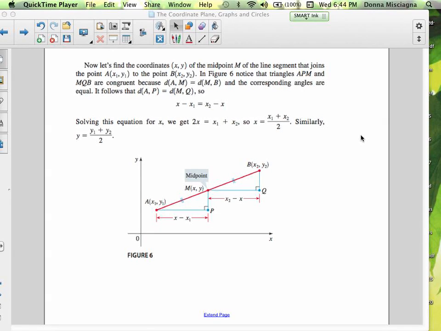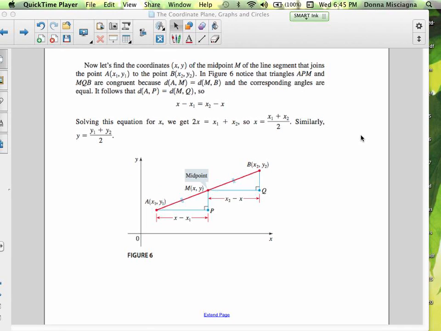Now let's find the coordinates x, y of the midpoint M of the line segment that joins the point A, x1, y1, to the point B, x2, y2. In the figure, notice that the triangles APM and MQB are congruent.